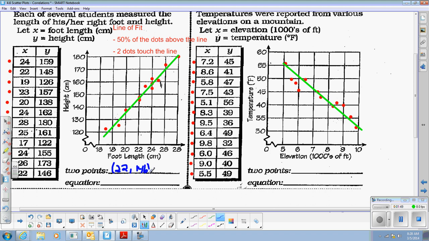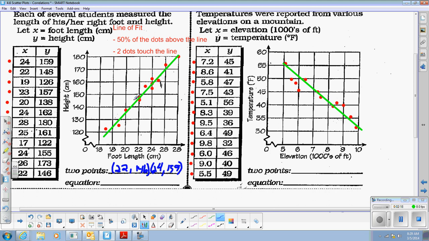That's 1 point. The other point, let's see here. Where's that other one? Up here, it's 24. Oh, there's 3 dots on 24. I got to have the middle one. It looks like it's just below 160. I'd say 24, 159 is what I would say that is. Yeah, 162 and 155. So that's the middle one. So I have 24 and 159.